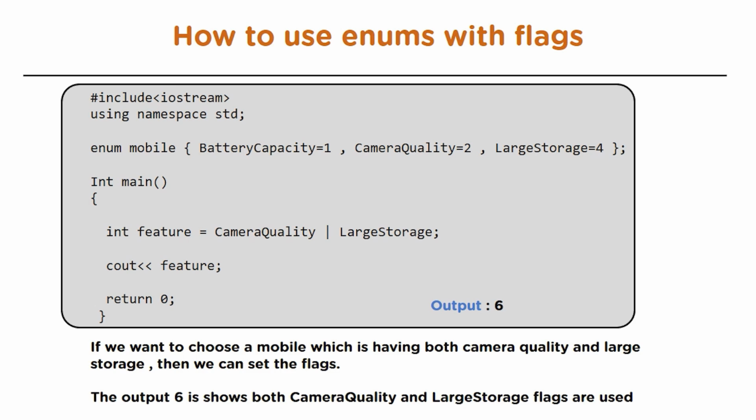Inside the main function, we are using the bitwise OR operator because we want to choose the mobile having both camera quality and large storage capacity. And we know that the bitwise operator combines the binary of 2 integers. So the value of camera quality is 2 and the value of large storage is 4. When we use a bitwise OR operator in between these 2 features, it will combine their binary giving the decimal number as 6. So the output 6 is showing both the camera quality and large storage are used.